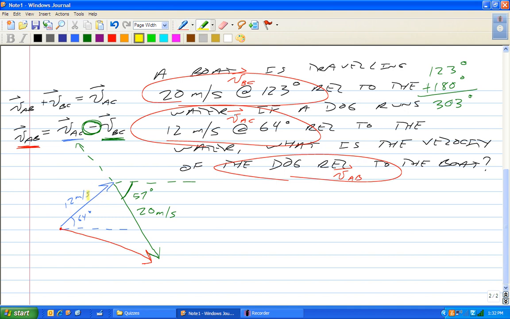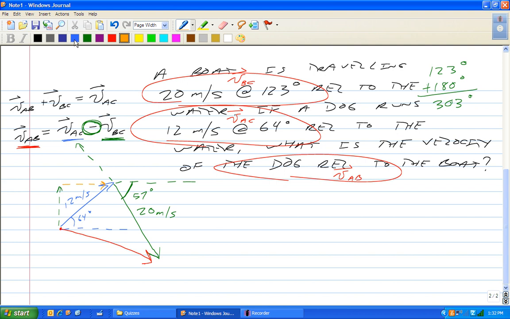This vector right here, this 12 meters per second at 64 degrees, what does that really mean? It means it's doing two things at once. It's going up and to the right. It's going north and east at the same time. So it would be helpful to me to know how much of that 12 is going up and how much of that 12 is going to the right. So how am I going to do that?